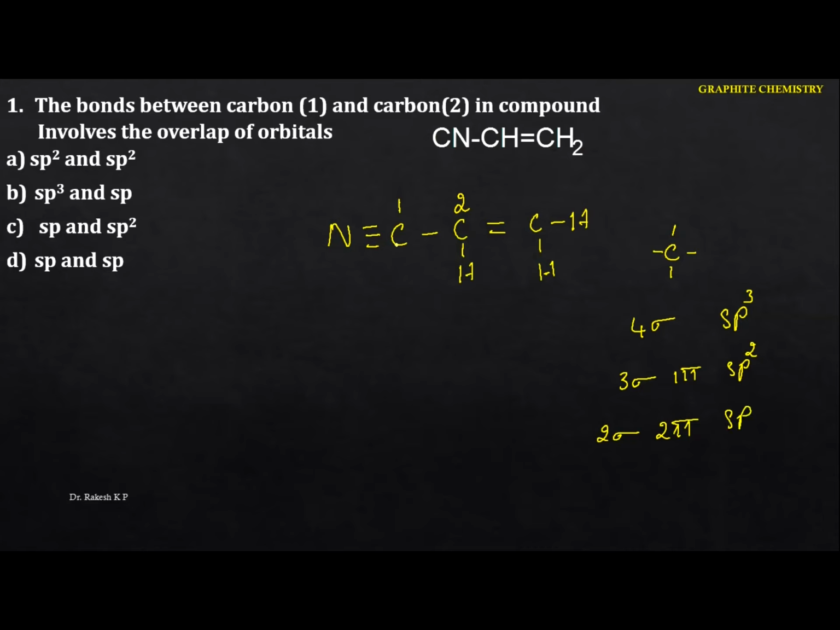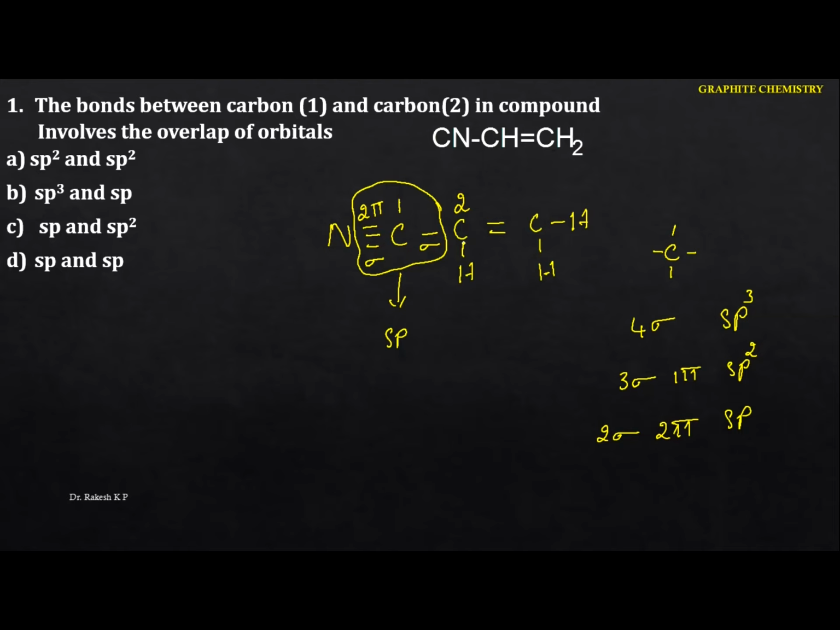Here between this carbon and this nitrogen, the first bond is the sigma bond, and the remaining will be pi bonds. There are 2 pi bonds, and here you just identify this carbon. So we got 2 sigma and 2 pi bonds. Hence the hybridization of carbon 1 is sp.